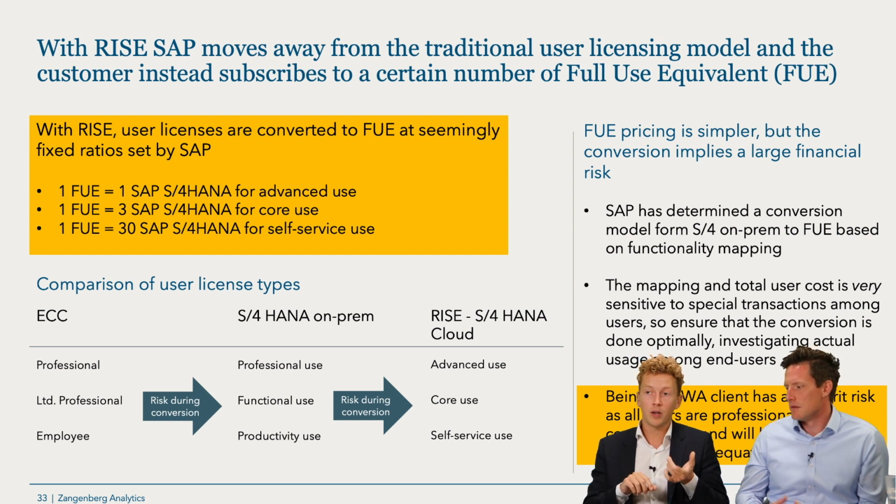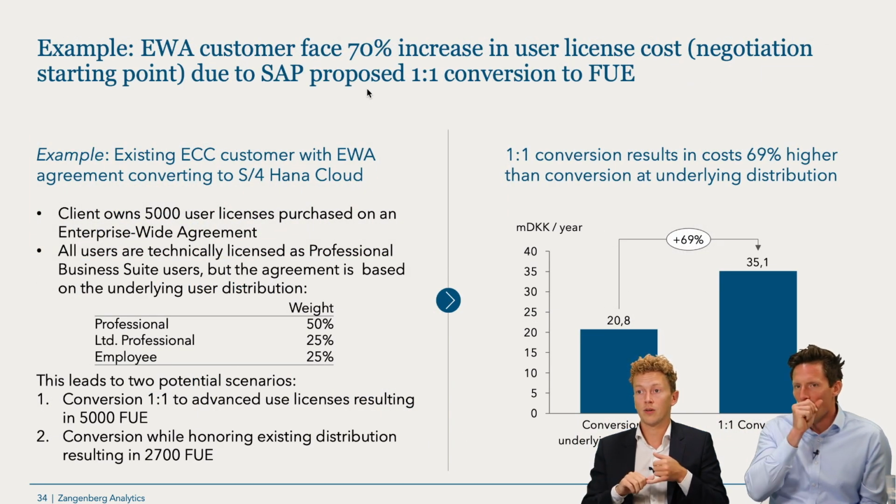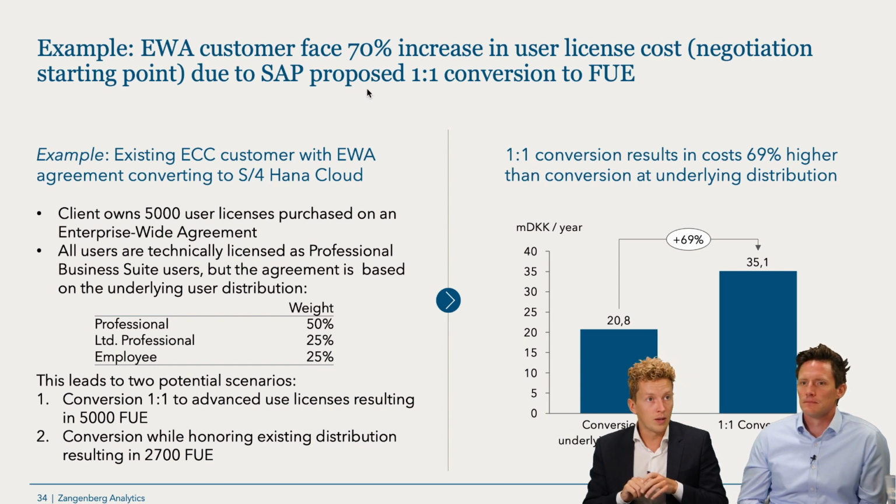And maybe one very good example is for EWA clients. I think a lot of the participants we have here will be on an enterprise-wide agreement with SAP, where you will have one user license covering the entire business, and that user license will have an entitlement that corresponds to a professional license, but it will have a cost that is calculated based on, you could say, a mix of entitlements that you have negotiated with SAP.